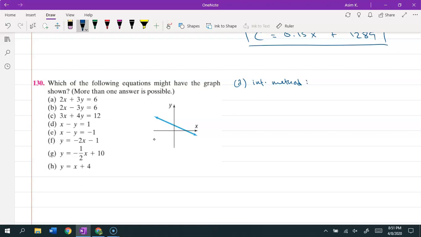So here goes. If I set x equal to 0, 3y is equal to 6, and therefore y is equal to 2. In other words, one of the intercepts is (0, 2). Now set y equal to 0, and this time you end up with 2x is equal to 6, in other words, (3, 0). Now ask yourself, does this qualify to be (0, 2) and (3, 0)? And the answer is yes, that does work for you.